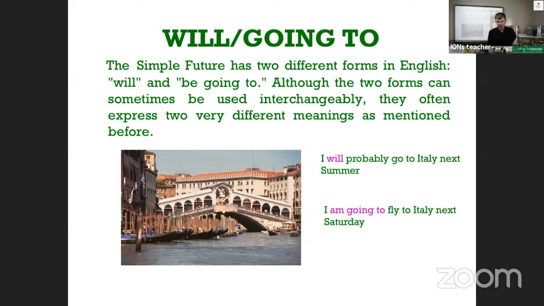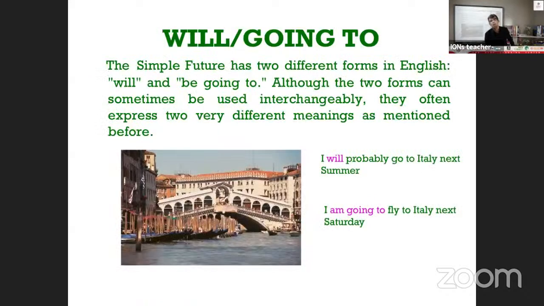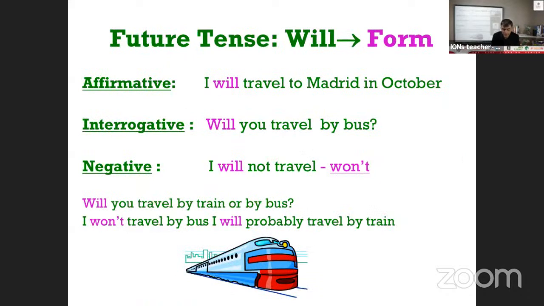So here are a few other examples of what I have just said. I will travel to Japan next year is a decision that is being made as I'm speaking. I'm going to study German at school is a plan. So other ideas that can come to your mind, whatever you think about, if you're thinking about it and speaking about it at the same time, you use the will future.